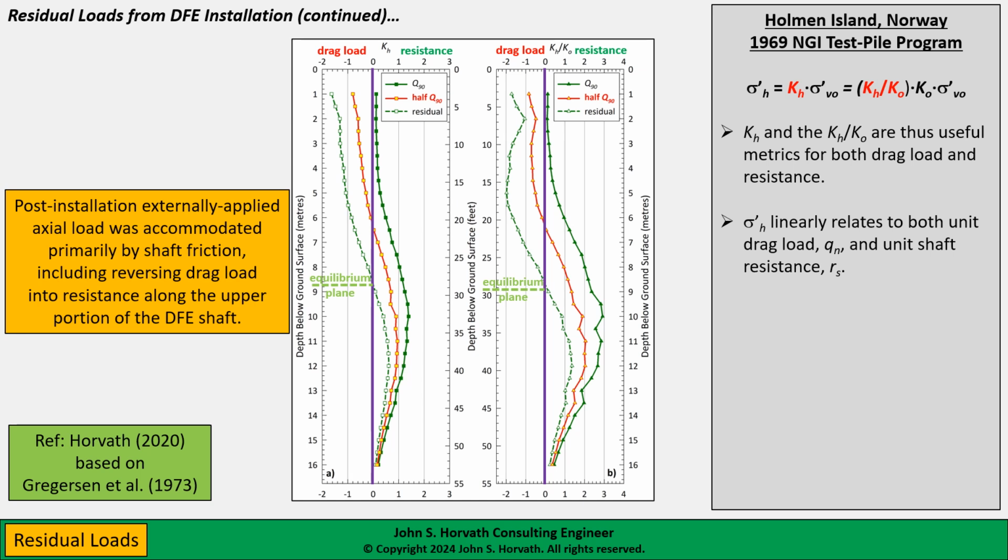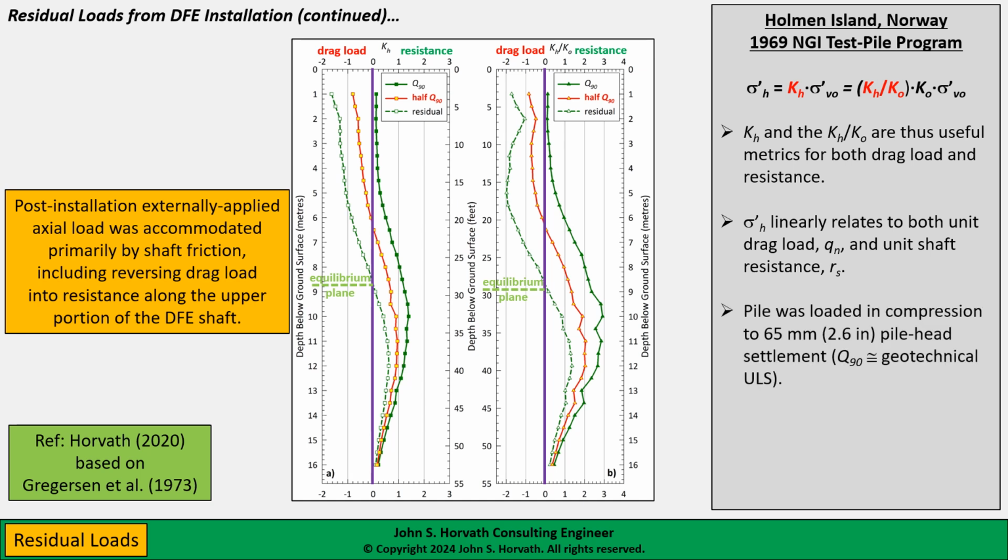So clearly what this means, because we had about half the toe resistance already mobilized just by installation, post-installation externally applied axial load at the head of the pile was accommodated primarily by shaft friction, and this included reversing drag load into resistance along the upper portion of the pile, adding to the resistance on the lower portion, and of course adding to the toe resistance eventually as well.